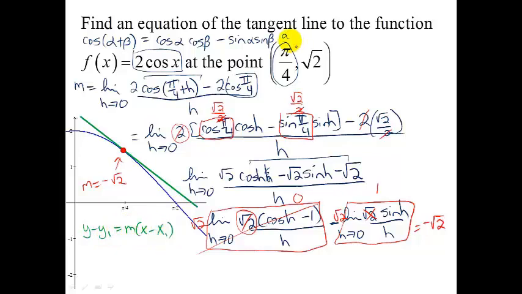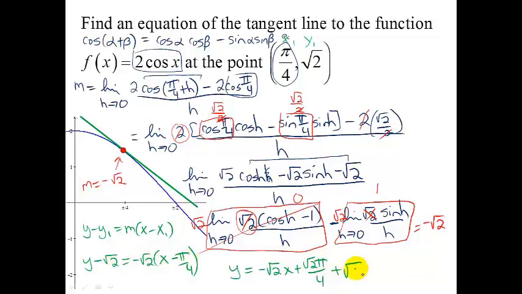And then we can go ahead, here's our x1 and here's our y1. So we have y minus the y from the point, which is square root 2, equals the slope. We just found that, negative square root 2 times x minus the x from the point, which is pi over 4. So solving this for y, we have y equals negative square root 2 x plus square root 2 pi over 4, and then moving this term to the other side, plus square root 2. So here's our equation of the line tangent to this function at a equals pi over 4.